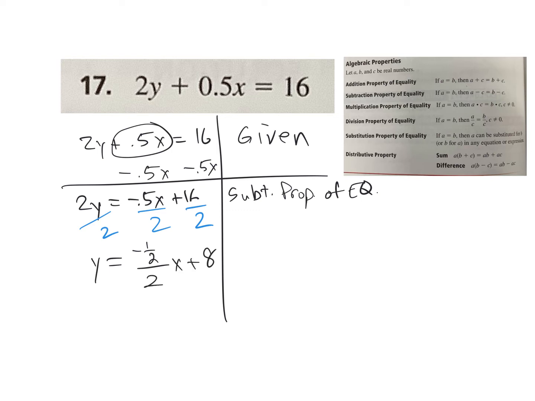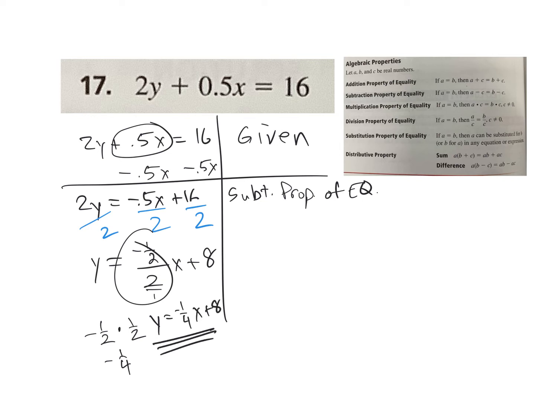Now let's learn something and don't ever forget it. You can't have a fraction inside of a fraction. So you take the top, in this case it's a fraction, and multiply it by the reciprocal of the bottom. The bottom is 2 over 1, so the reciprocal is 1 over 2. So that is negative 1/4. All right, if you took your calculator and did negative 0.5 divided by 2, you'd get negative 0.25, which is negative 1/4. So our answer here is y equals negative 1/4 x plus 8. This should be your answer. And what's the reason? We have the division property of equality here, and then we simplified it to there.